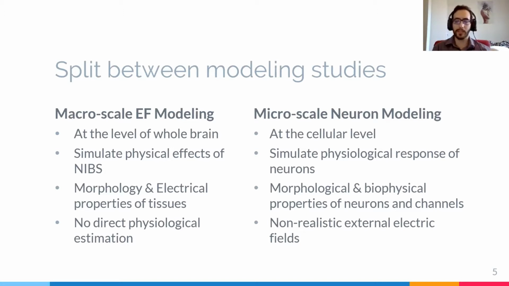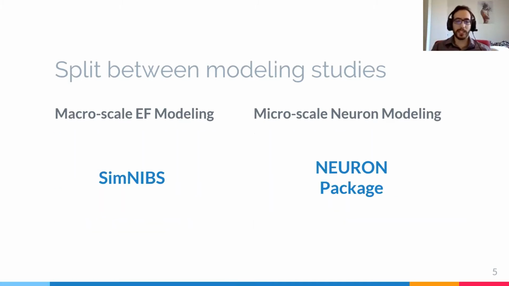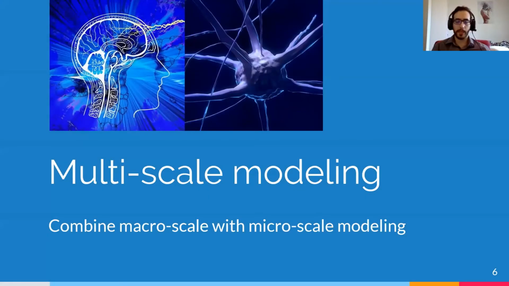On the other hand, at the neuron level, we're working at the cellular level, and we can directly estimate the physiological response of the neurons to external electric fields. And we have to deal with morphology and biophysical properties of the neurons and channels and everything. But typically in those studies, there is no realistic external electric field simulated. So the whole goal of multi-scale modeling is to combine these two domains of modeling. Throughout this presentation, we have used SimNIBS for electric field modeling, which, as you're familiar, uses FEM modeling to calculate the electric field. And for neuron level modeling, we use the NEURON package that uses cable equations to estimate the electrical activity of the neuron.